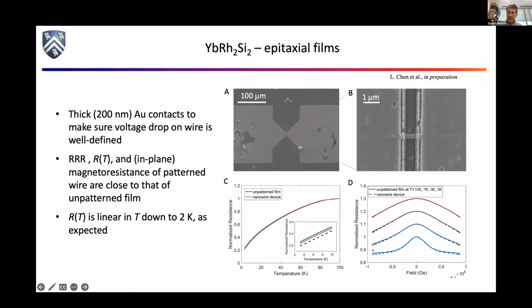The resistance as a function of field, for in-plane field pointing perpendicular to the wire, is basically unchanged from the unpatterned film. So this is reassuring. It suggests that we are actually able to pattern this stuff and not ruin it. So what do we actually see?